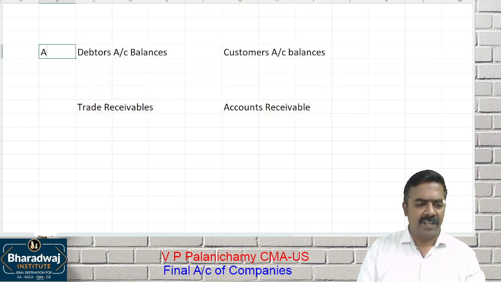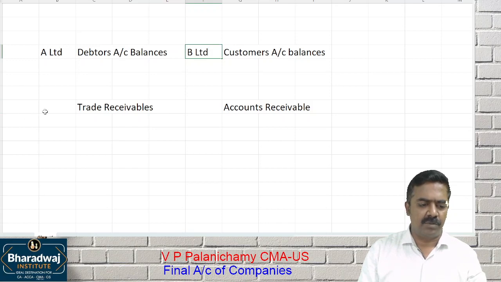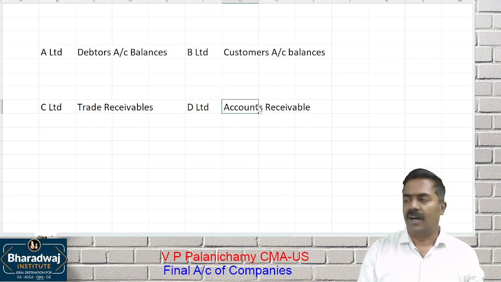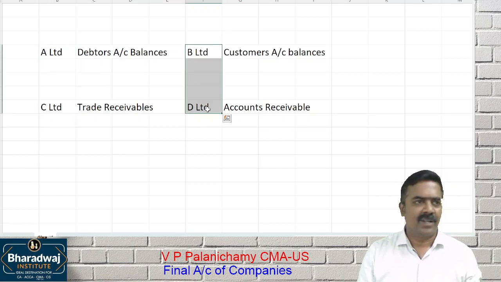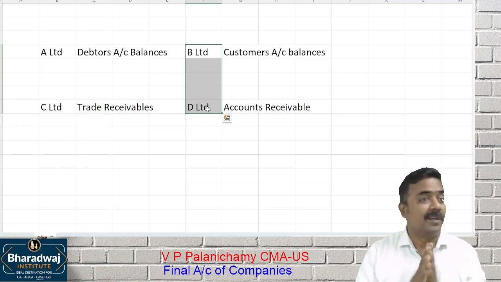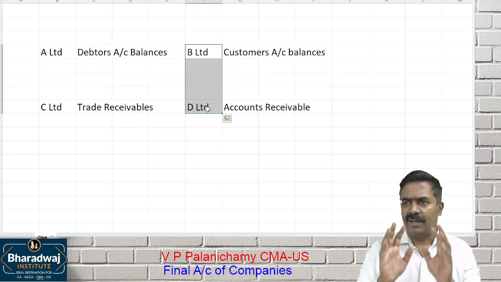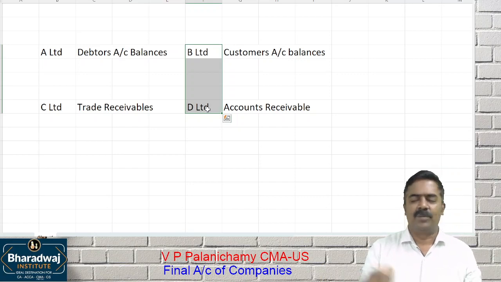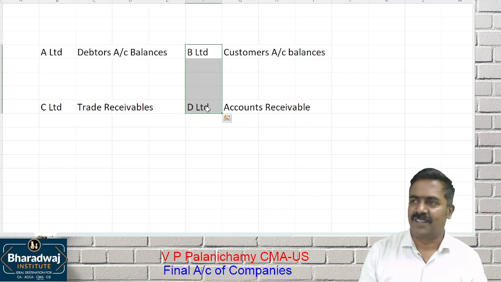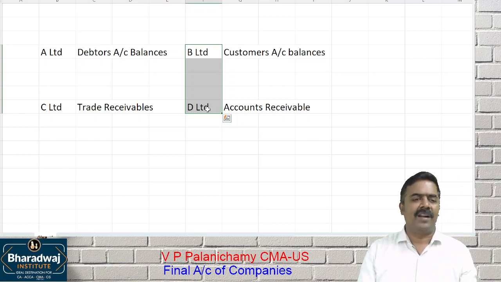But let us assume A Limited in the balance sheet has shown it like this, B Limited has shown it like this, C Limited has written trade receivable, and D Limited shows it as accounts receivable. Each company writes its own name. Now let us assume I'm not a commerce man. The general public does not have commerce knowledge. Only about 4 or 5% of people will have commerce knowledge.